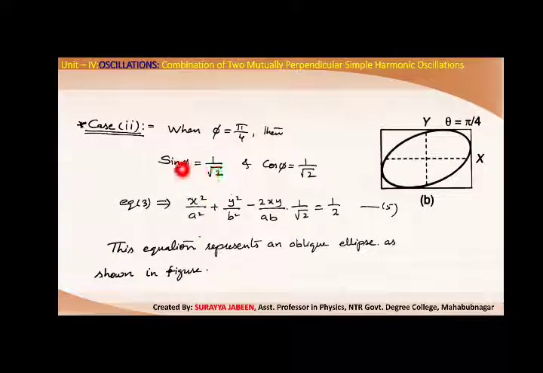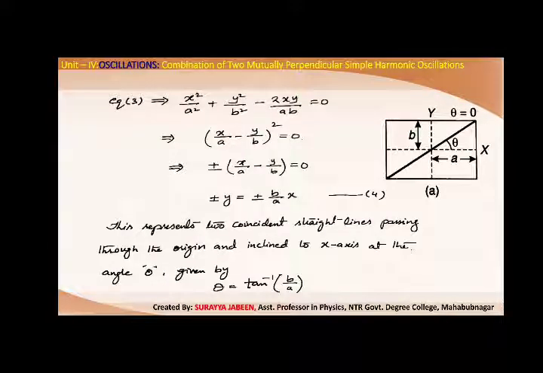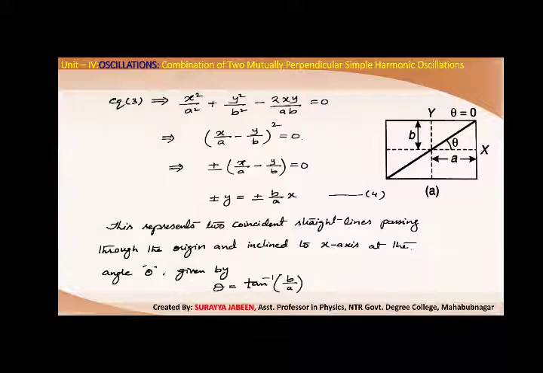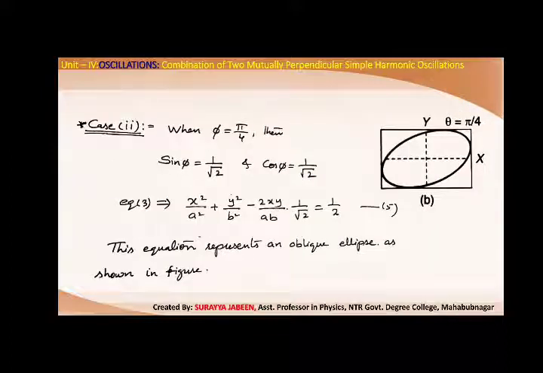Okay, then when phi equal to pi by 4, sin pi by 4 is 1 by root 2. Pi by 4 means 45 degrees. So sin phi is 1 by root 2, and for cos phi we also get 1 by root 2. Now we have to substitute in this same equation. Instead of cos phi, 1 by root 2, instead of sin phi, 1 by root 2. 1 by root 2 whole square, we get 1 by 2 here. So the answer is x square by a square plus y square by b square minus 2xy by ab into 1 by root 2 equal to 1 by 2.